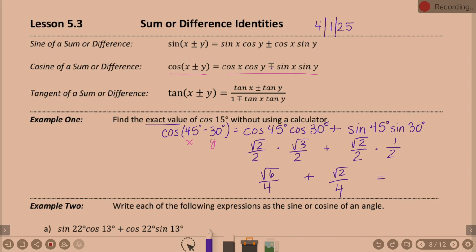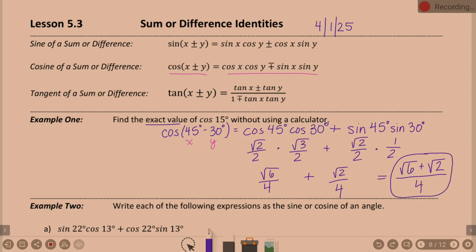We're going to go one more step and put this together. How can we put this together? They have a common denominator, yes. So what is square root of 6 over 4 plus square root of 2 over 4? They have the common denominator, so you get to put them together. But we can't add these, so square root of 6 plus square root of 2 stays as is, all over 4.